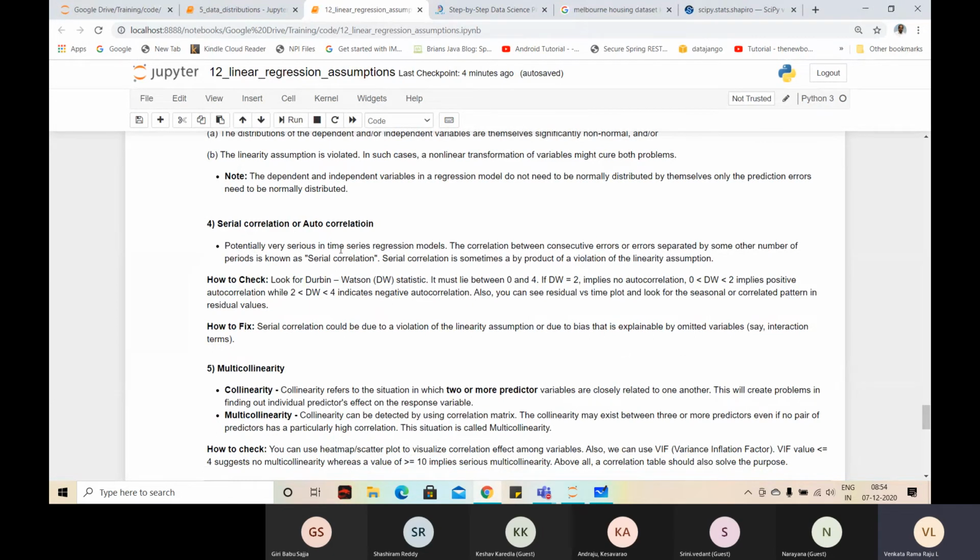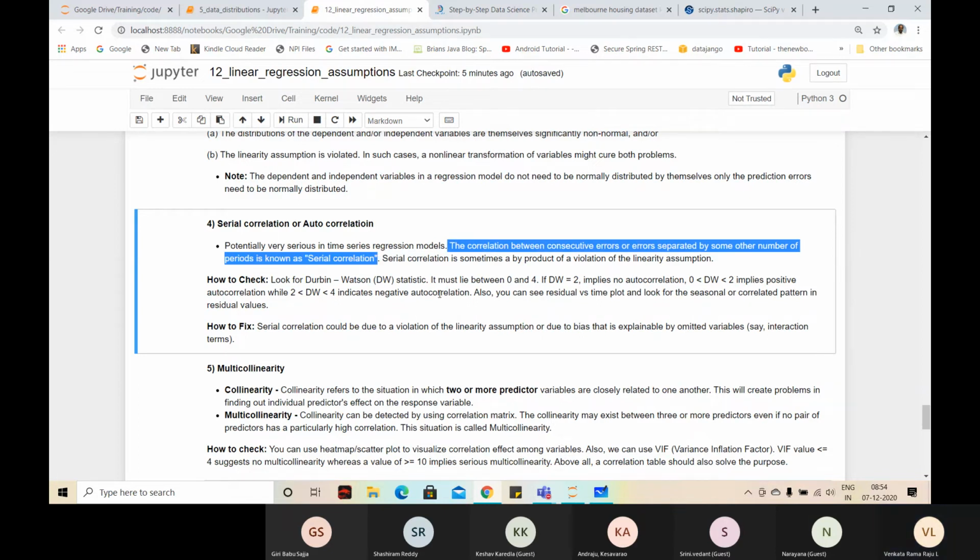Potentially very serious in time series regression models. I think I need to change the statement. This problem is related to time series problems. The correlation between corresponding error terms separated by some number of periods is known as serial correlation. Do you understand anything by looking at the statement? The correlation between consecutive errors or errors separated by some number of periods is known as serial correlation.